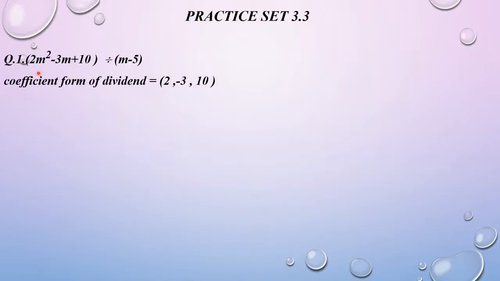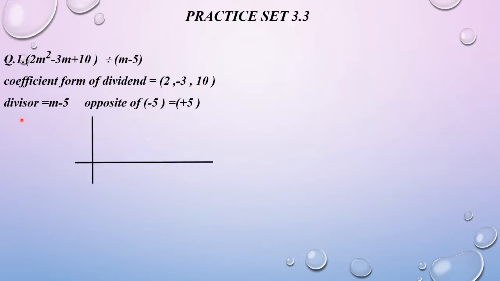First question, 2m square minus 3m plus 10 divided by m minus 5. Coefficient form of dividend is 2, minus 3, 10. Divisor is m minus 5. Therefore, opposite of minus 5 is equal to plus 5.